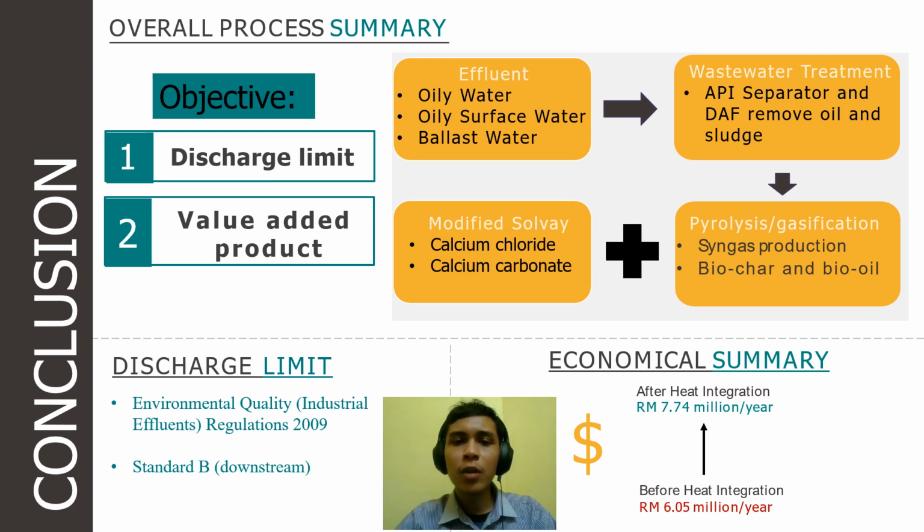Furthermore, the calculated economic potential of this plant is 6.05 million ringgit, indicating that the value-added product is feasible and profitable to be produced. The EP shows an increase up to 7.74 million ringgit per year after the heat integration is applied.